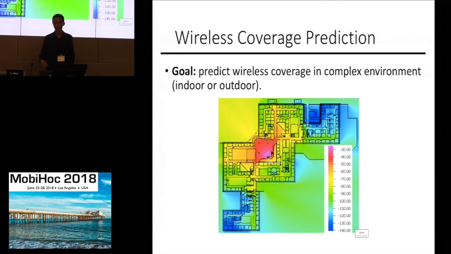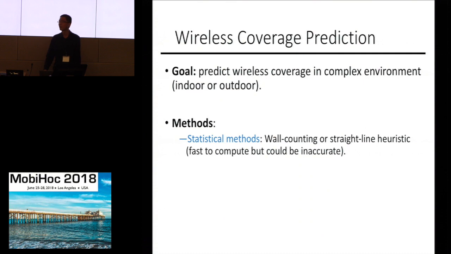Namely, the goal here is that we'd like to simulate the signal strength given the location of the access point. In order to do this, there are three major kinds of algorithms that solve this problem. The first class is called the statistical method. In the statistical method, we try to use statistical tools like regression or neural networks with very simple features, for instance, the straight line distance or number of walls between the access point and the measurement point. The good thing about the statistical method is that it's fast to compute, but on the other hand, it is not accurate.